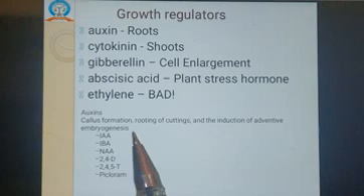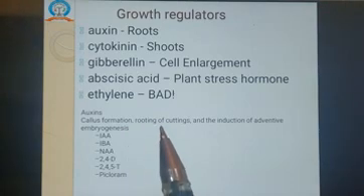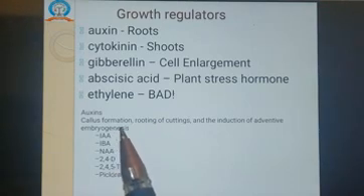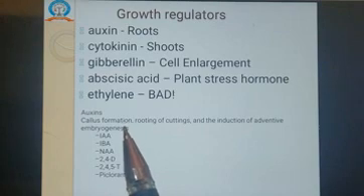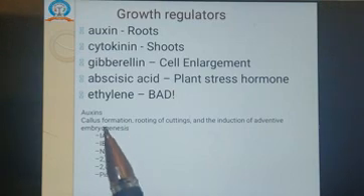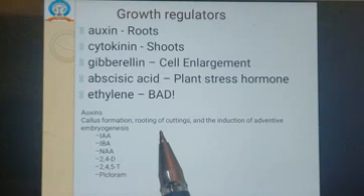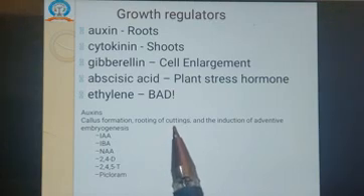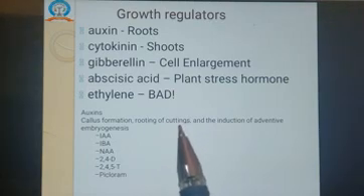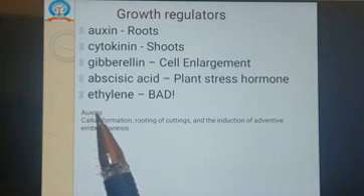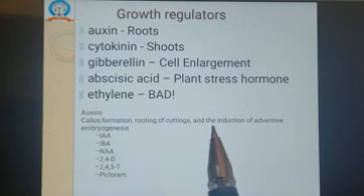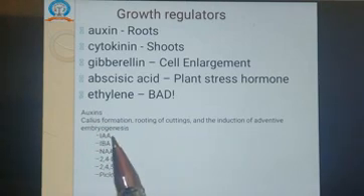Callus is the undifferentiated mass of cells which are not differentiated into root or shoot. This you can observe in laboratory conditions in the vessels or bottles. The rooting of cuttings means you are growing the roots from a cutting. The cutting method is a vegetative propagation method. So auxins are used in the rooting of cuttings and induction of adventitious embryo.